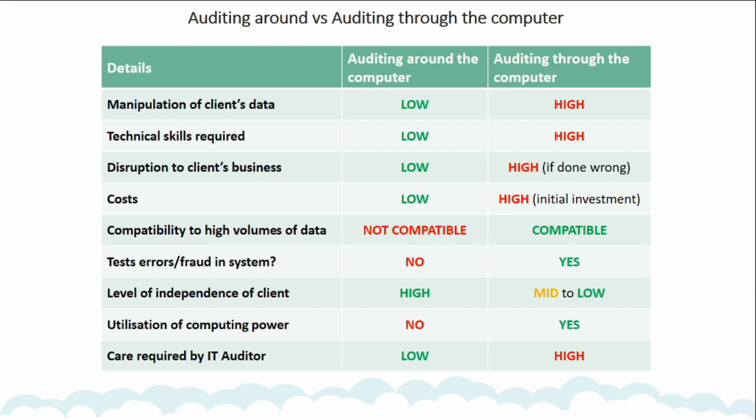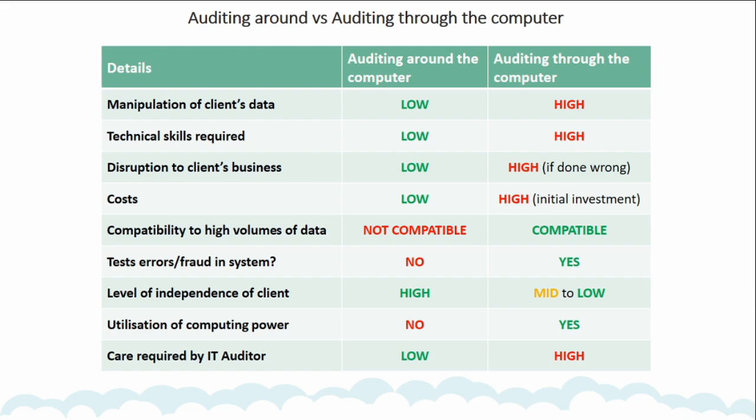Now let's look at some advantages and disadvantages of auditing around the computer and auditing through the computer. We are not dealing with auditing with the computer because, as mentioned previously, auditing with the computer only deals with the auditor and does not affect the client. More importantly, no one is auditing without a computer in today's world. So there's no need to look at options between the two. But we do have an option between auditing around the computer and auditing through the computer.